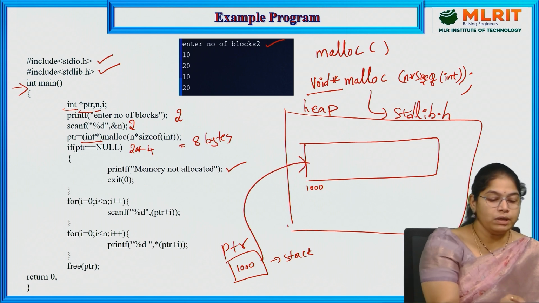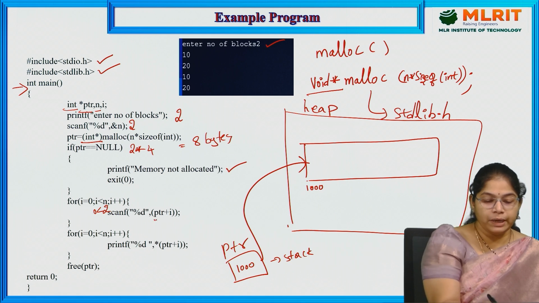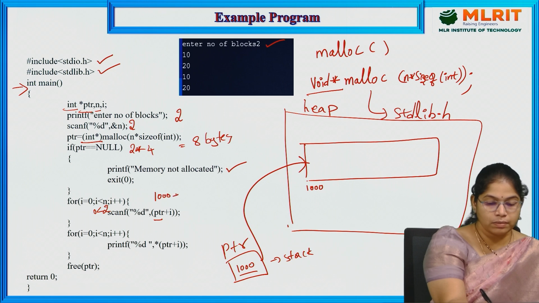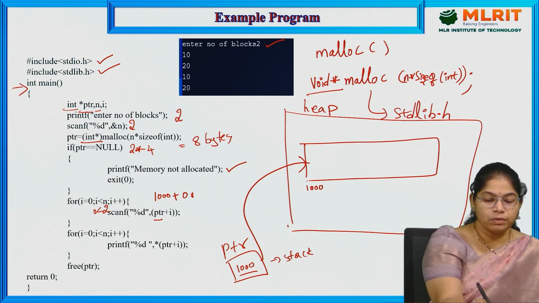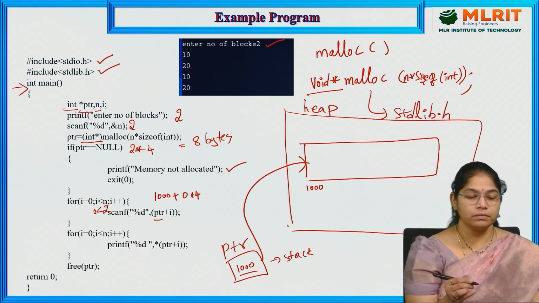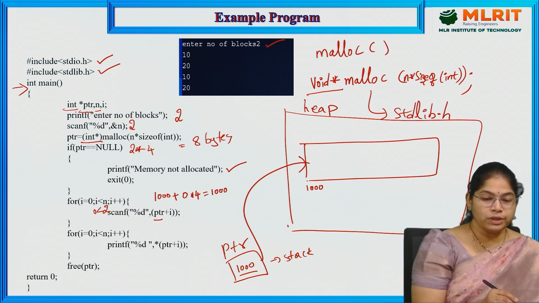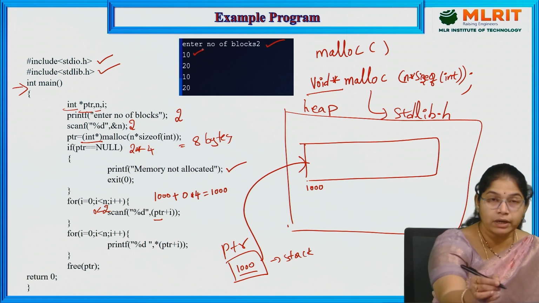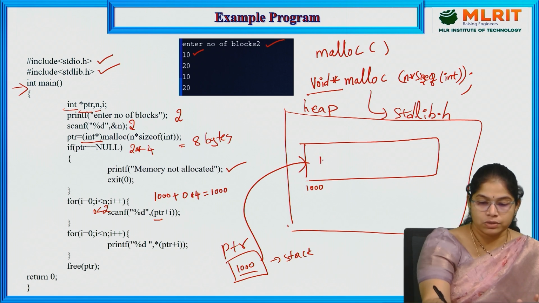Then for i equal to 0, 0 less than n, here n is 2. Then ptr plus i, where ptr means we have a base address, that is 1000 plus i, where i value is 0. But here it is an integer type, so an integer occupies 4 bytes of memory. So it is 1000. In the 1000 address I want to store the value 10 using scanf. So here I am storing 10.